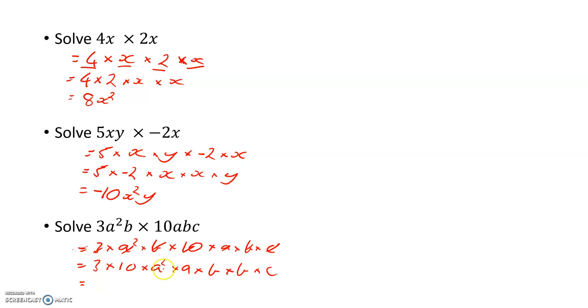Now, as I know, a squared is a times a, 3 times 10 is 30, a squared times another a is a times a times a, which is a to the power of 3. b times b is b squared. I don't need that times symbol in there anymore. And c on the end.